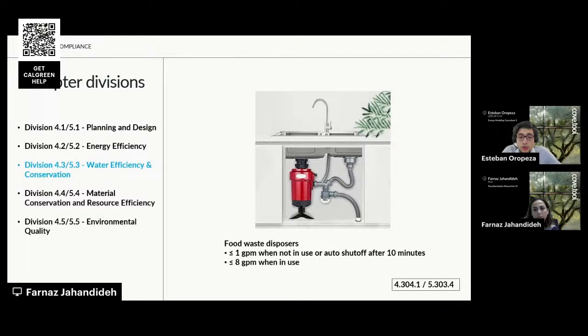Food waste disposers also have a gallons per minute maximum threshold, and they must use less than 1 gallon per minute when not in use, or have an automatic shut-off after 10 minutes, and less than 8 gallons per minute when in use. All this needs to be included in the plumbing fixture schedule for documentation's sake.